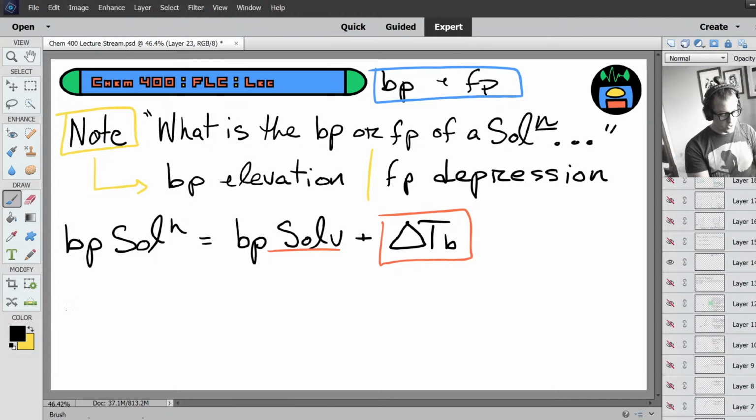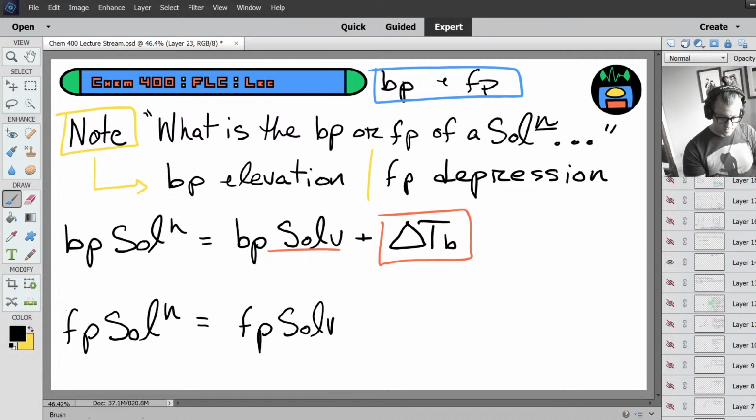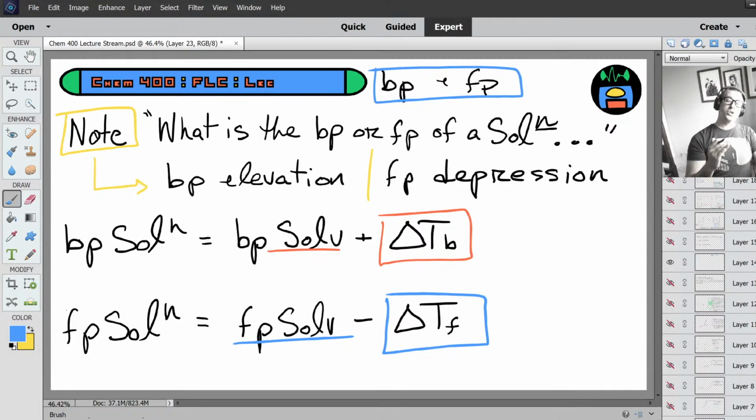Likewise, when you calculate the freezing point of a solution, remember it's freezing point depression, so you take the freezing point of the pure solvent, all right? Freezing point of the pure solvent, and you must subtract the change in the freezing point, because that change in freezing point tells you how much the freezing point drops, all right?